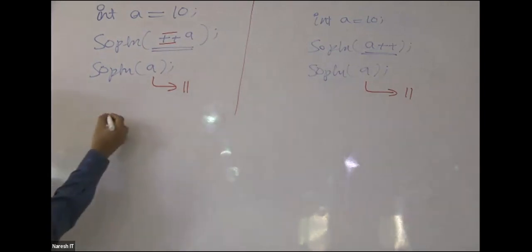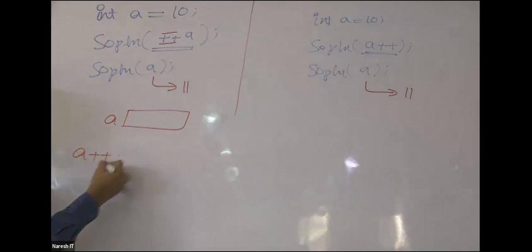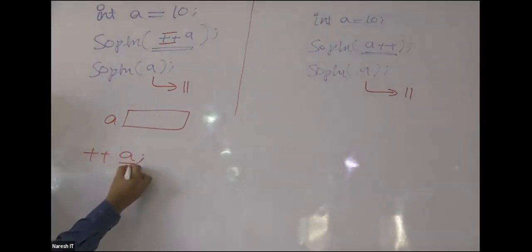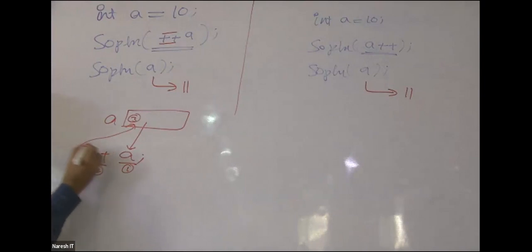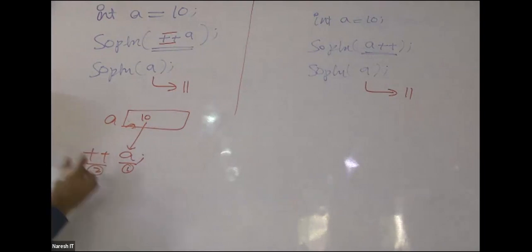First what happened? Memory for a is created. The meaning of ++a: totally 3 operations are there. Number 1, read. Okay, first what happened? Read. Number 2, increase. Number 3, store. Tell me, after this statement is completed, number 3, store. First what value? 10. Okay, let me write this side.